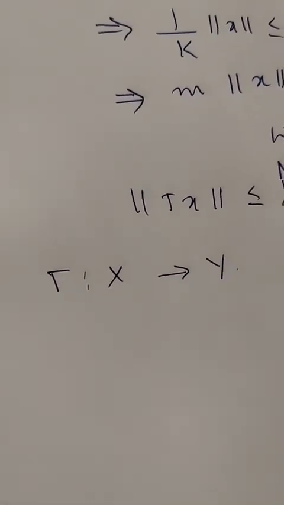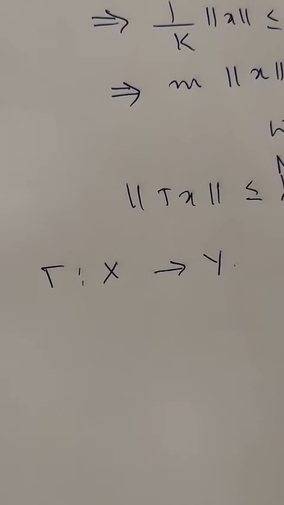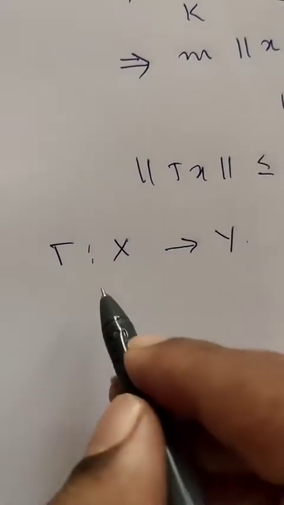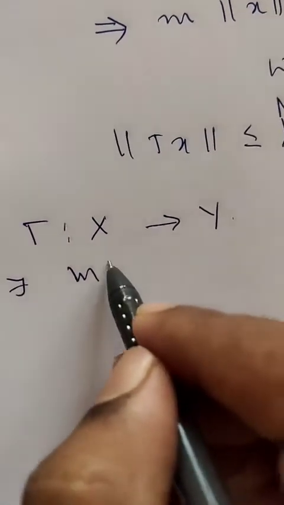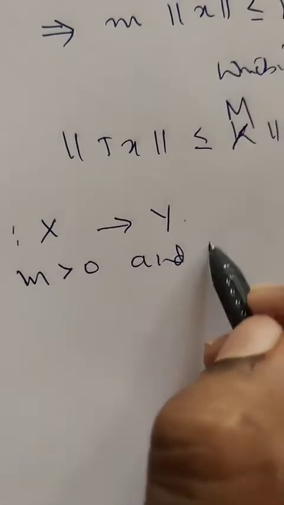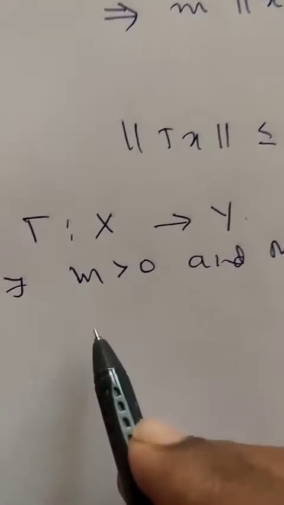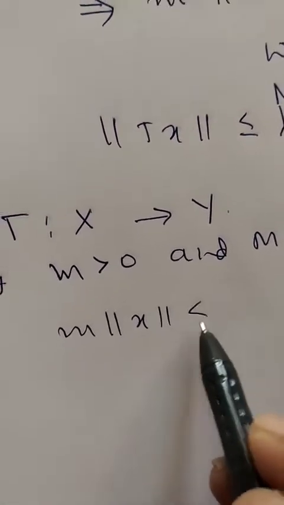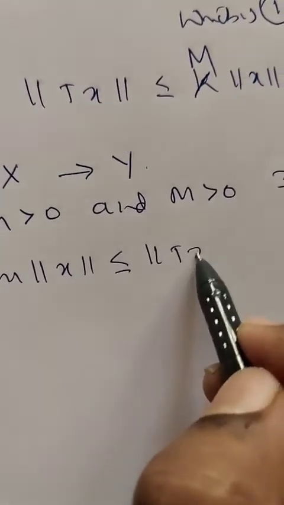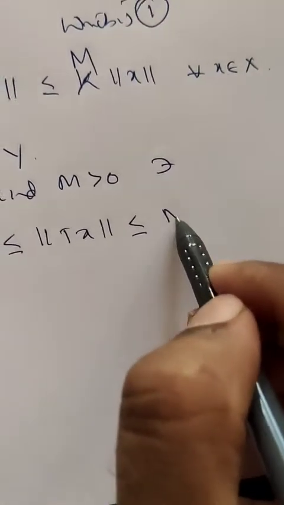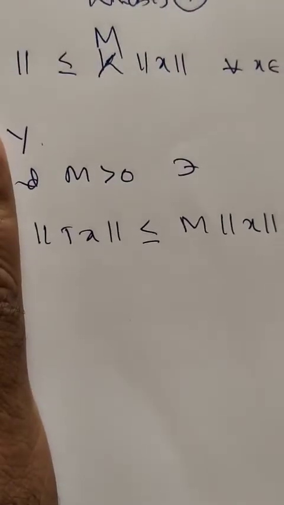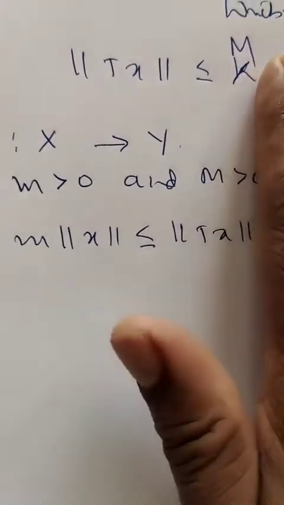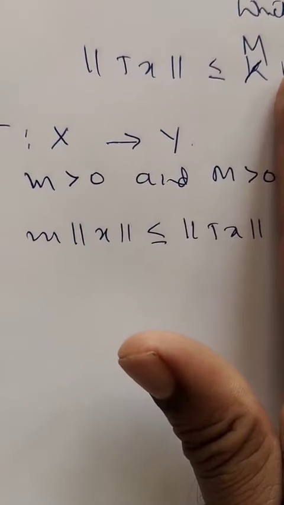Both T and T inverse exist, and T inverse is also continuous, if and only if what will happen? You join both the statements. If and only if there exist m positive and big M positive such that m times norm of x is less than or equal to norm of T of x, which is less than or equal to big M times norm of x. So this is the condition for T to be continuous or bounded, and this is the condition for T inverse to be continuous and bounded.